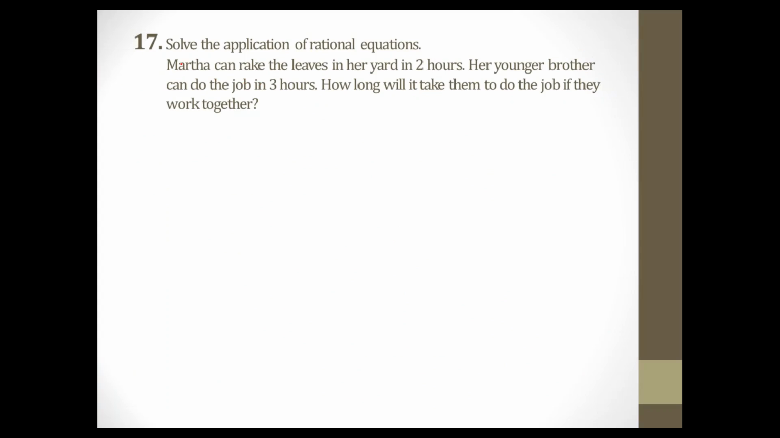So Martha can rake the leaves in her yard in 2 hours. So that means that she can rake half of the yard in 1 hour, plus her younger brother can do it in 3 hours. So that means he can do a third of the yard in 1 hour. And we want to see if we add them together, they work together, how long will it take them? So 1 over, we don't know, hours. So we're going to say that's t. So we want to solve this rational equation.